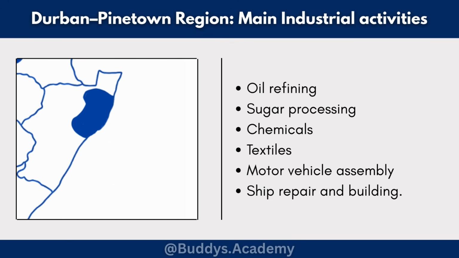And when you're looking at your main industrial activities, we're going to be looking at things like oil refining. We're going to be looking at sugar processing, chemicals, textiles, motor vehicle assembly, and your ship repair and building.